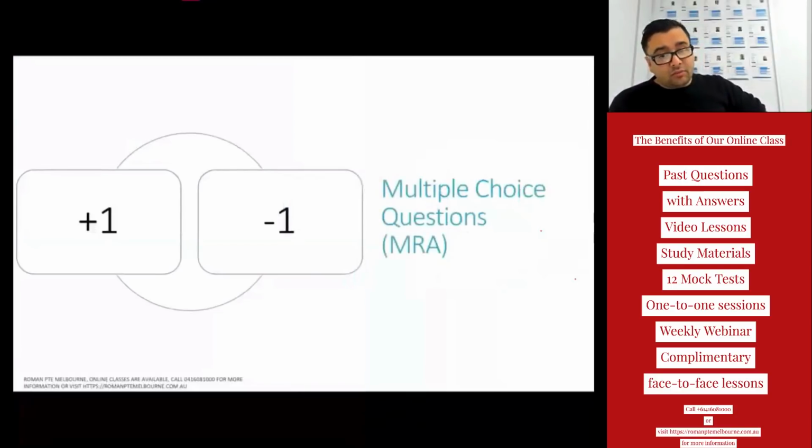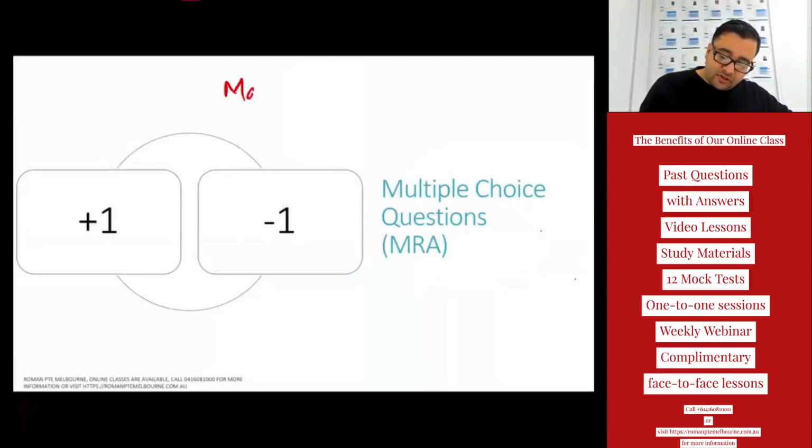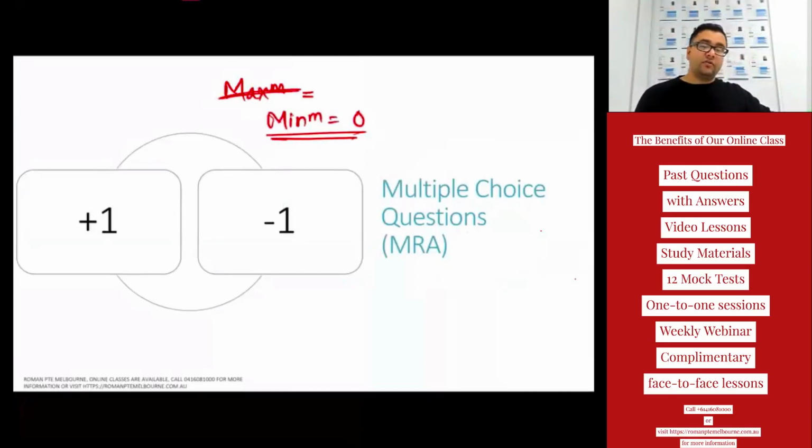Then you have got multiple choice, multiple right answer. You get 1 point for 1 right answer and -1 for 1 wrong answer. The minimum score from this section is 0. You can never get less than 0. And that's why if you're not sure about any answers, just pick 1. Because if that answer is correct, you get 1. Otherwise, you get 0. You never get -1. Okay, you never get -1 from there.